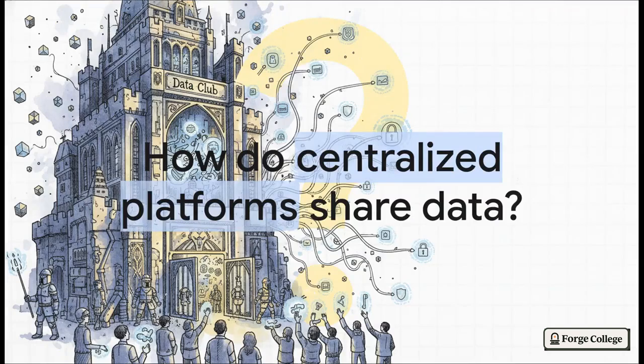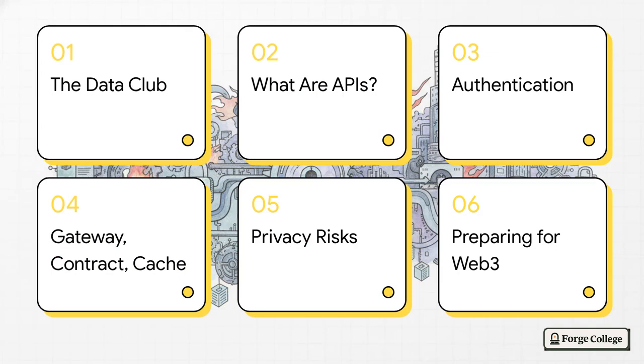So, if you remember back in our previous lesson, centralization, data control, and security trade-offs, we talked about how platforms hoard our data in these giant, centralized databases. They control it, they monetize it, and they guard it with their lives. But, well, here's the paradox. To actually be useful and to grow those massive ecosystems we use every day, these platforms have to share that data with outside apps. So how do they actually pull that off without just handing over the keys to the castle? To really get this, I want you to imagine that centralized platform's database as a highly exclusive, heavily guarded data club.